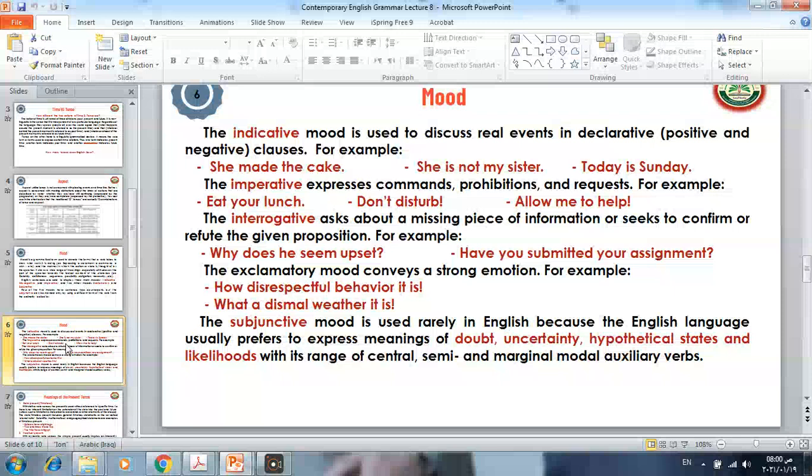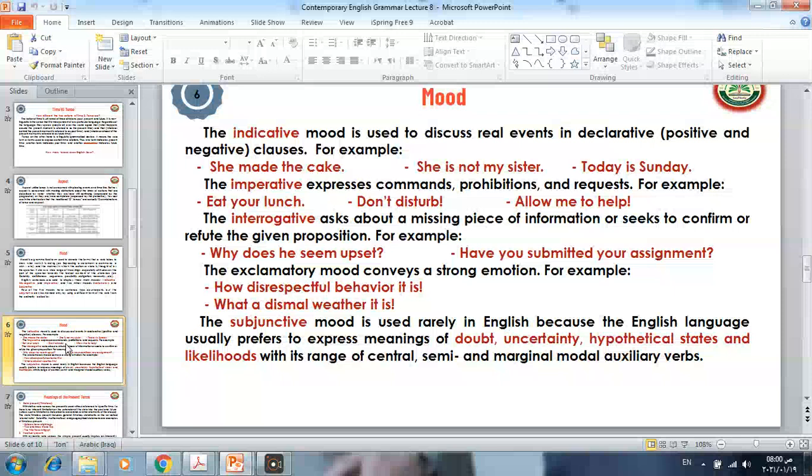So if we talk about the indicative mood, it is used to discuss real events in declarative statements that are either positive or negative. So the indicative mood is expressed by declarative sentences. They could be negative, they could be positive.